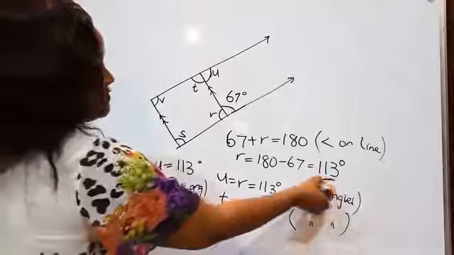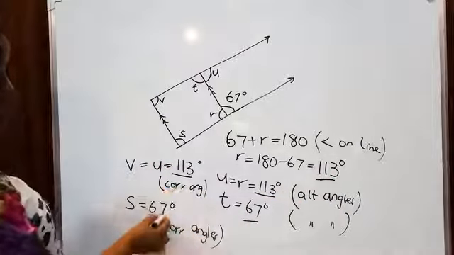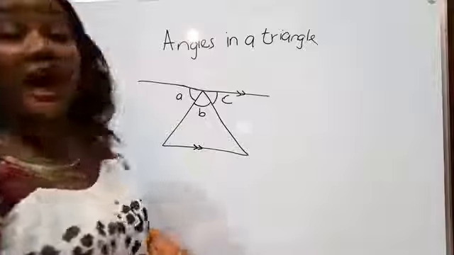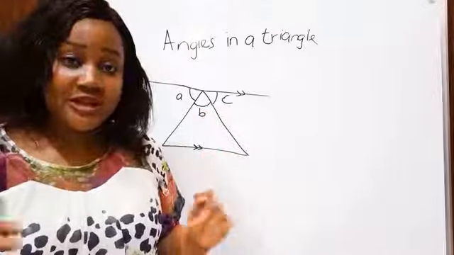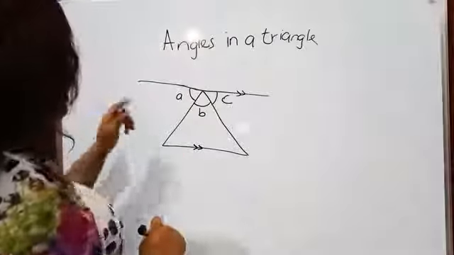And these, my dear friends, are the angles we require. Let's look at the angles in a triangle. The sum of angles in a triangle is 180 degrees, and I would like to prove that to you. Now let's take a look at this.